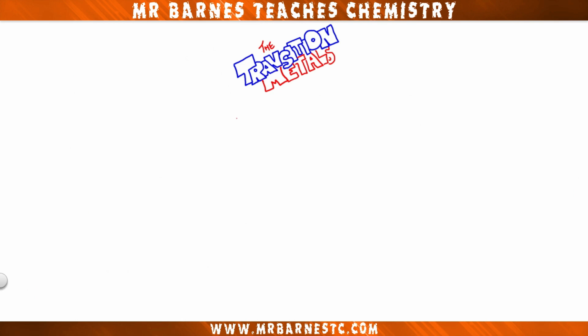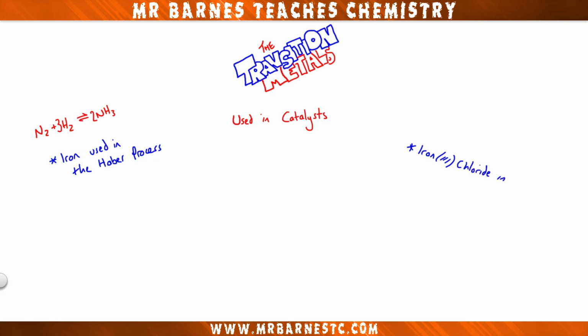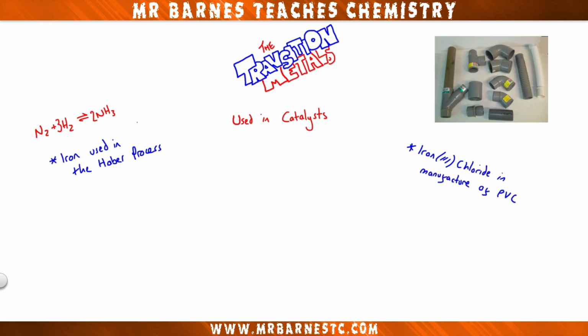And the final thing is that transition metals are used in catalysts, and there are two specific examples that will be useful to remember. Number 1, iron is used in the Haber process, where nitrogen and hydrogen are reacted to make ammonia. And then number 2, iron 3 chloride is used in the manufacture of PVC, polyvinyl chloride. And just as a quick reminder, remember catalysts are used to speed up a chemical reaction and they don't get used up or changed chemically.